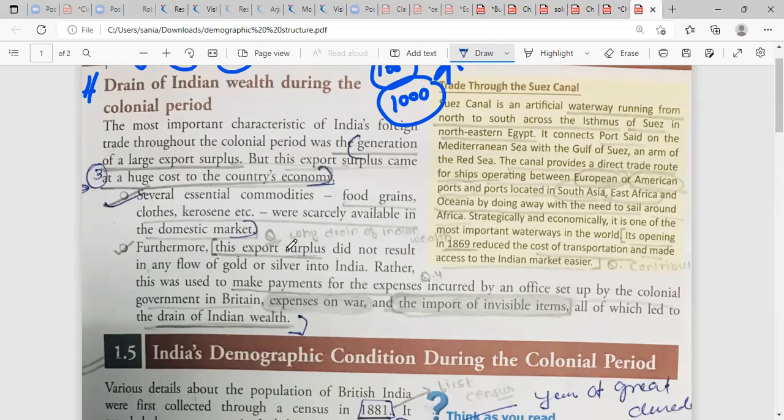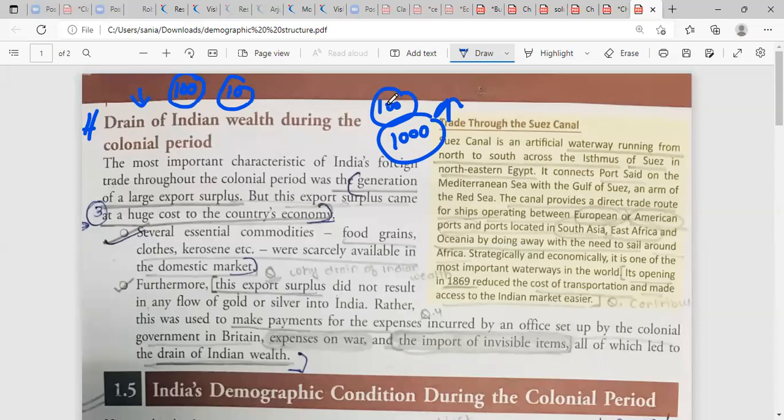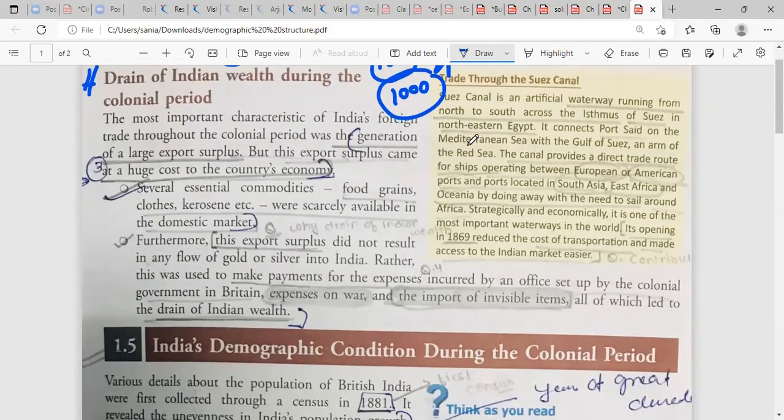And furthermore, this large amount of export did not result in any flow of gold or silver into India. Rather, this was used to make payment for the expenses incurred by the office set up by the colonial government in Britain. Now, what was happening? See, earlier it was 10, now it is 1000 rupees, right? So, of course, the money we are getting from export is really high, right? But the money which Indians were earning from the export, Britishers were using that money to make payment for the expenses incurred by the offices set up by the colonial government.